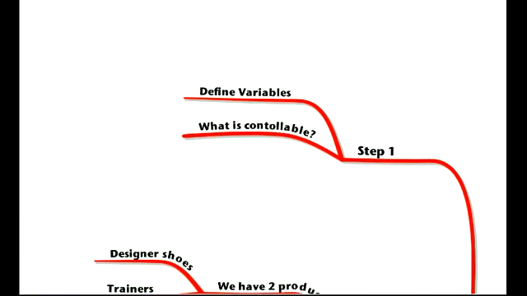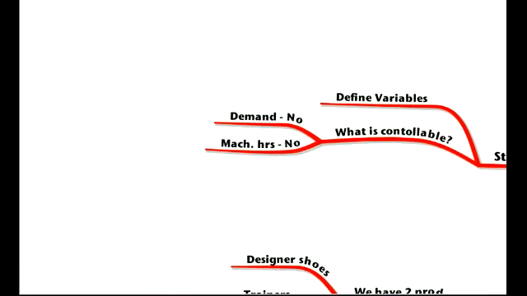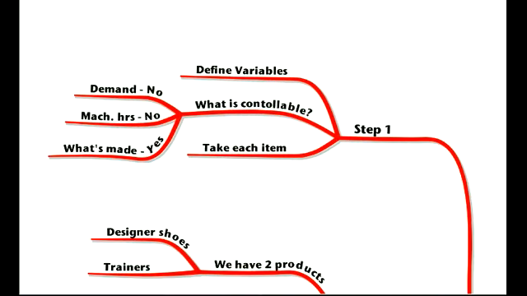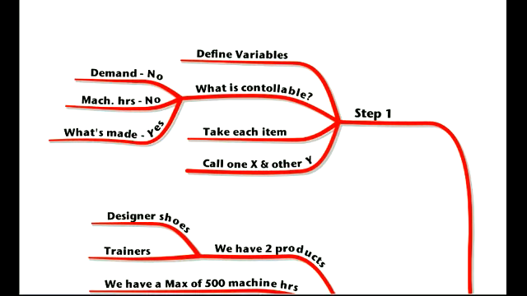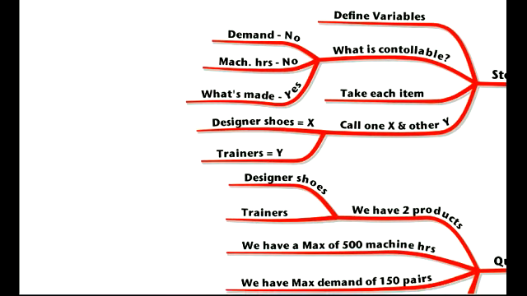So what we needed to do was say, right, what can we control? Can we control demand? No. Can we control machine hours? No. We can control what we actually make. Okay, so that's what we can control. We're going to take each item that we can control and we're going to call one X and the other Y. So we call designer shoes X and trainers Y. That brought us on to step two.